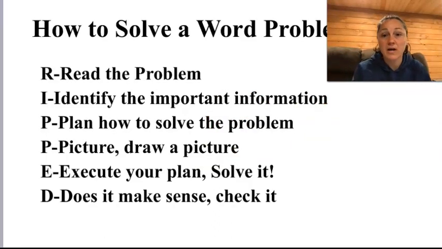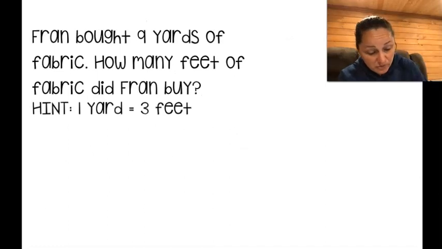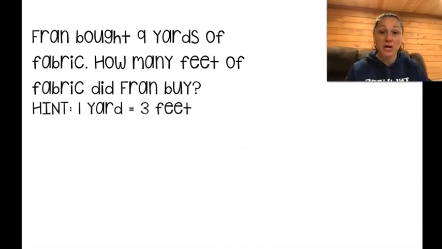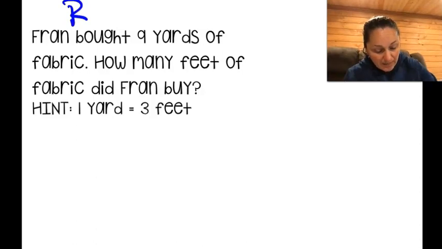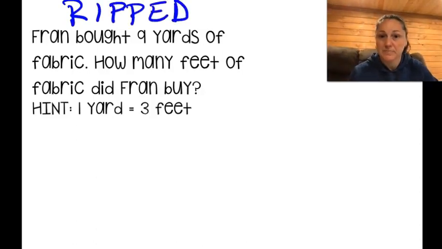So we're going to do our word problem. We're going to rip it apart, and let's see what we've got. R, read the problem. I, identify the important information. P, plan how to solve the problem. P, draw a picture. E, execute your plan and solve it. And D, does it make sense? Let's take a look. First thing first, we are going to write right up top. We're going to do our RIPPED. R-I-P-P-E-D. Ripped.